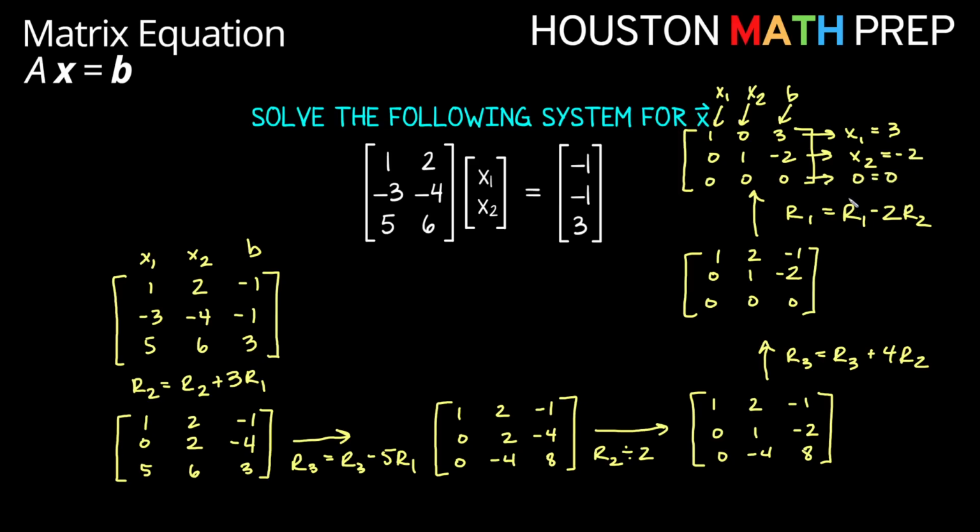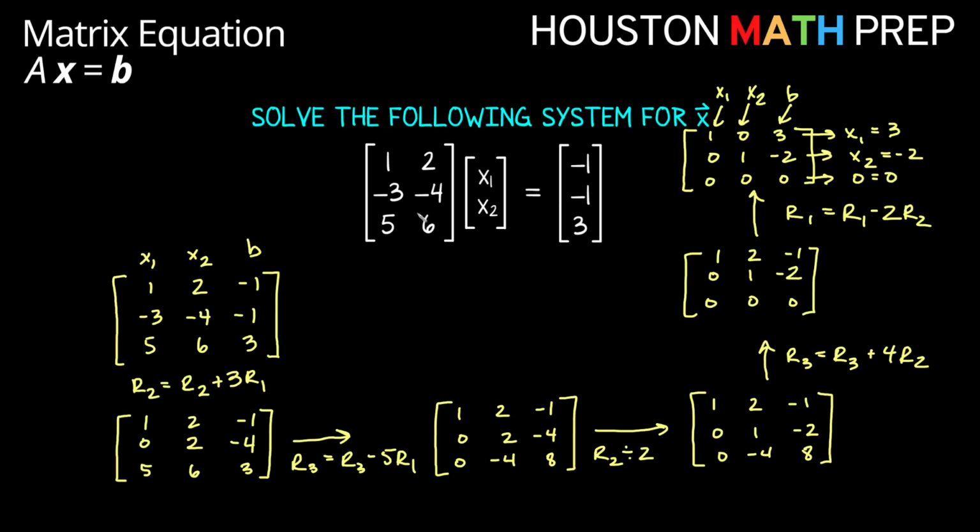That doesn't change the system from being consistent. This is a true statement here. It doesn't give us any additional information other than it verifies we don't get any false information. So this is a consistent system, and it looks like we get 3 for x1 and -2 for x2.